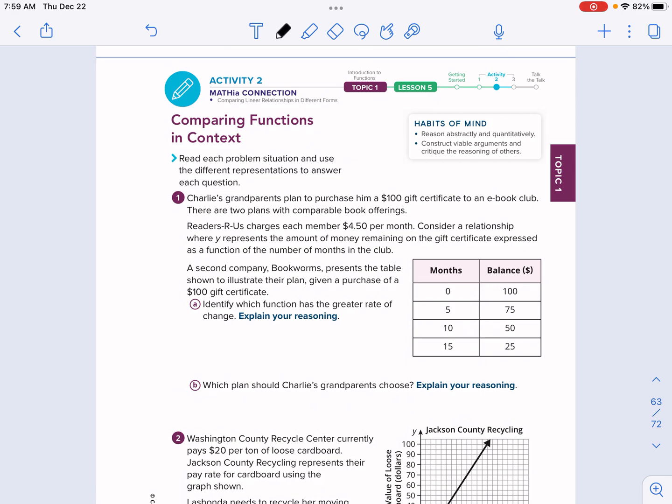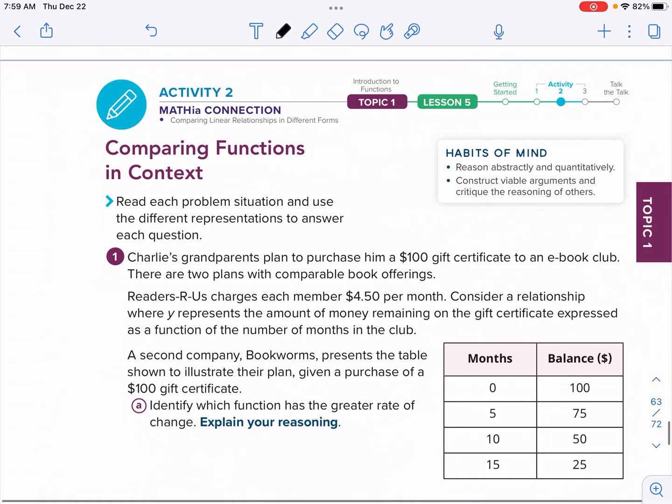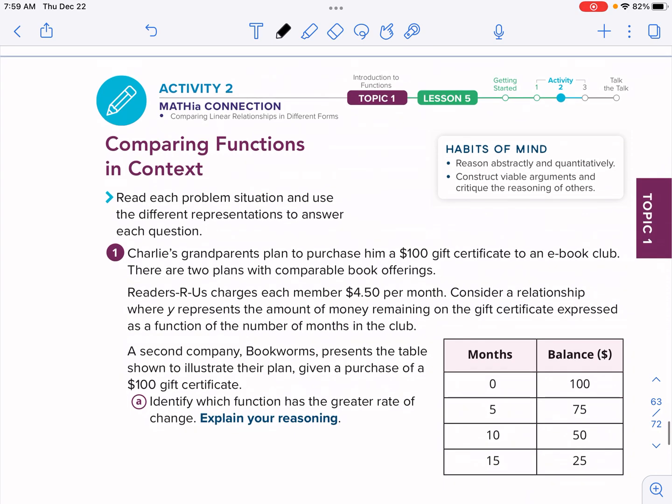So like I said, this lesson is comparing functions. Now we're comparing in context, so in problem situations. We compared graphs, tables, and equations, but we haven't done story problems yet. So let's go ahead and read the story problem. It says, Charlie's grandparents plan to purchase him a $100 gift certificate to an ebook club. There are 2 plans with comparable book offerings.